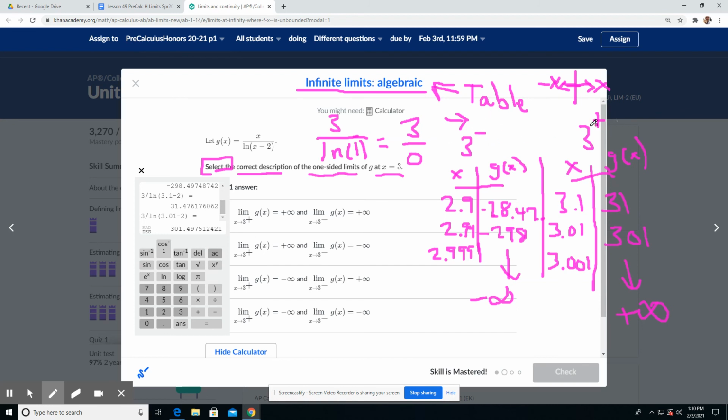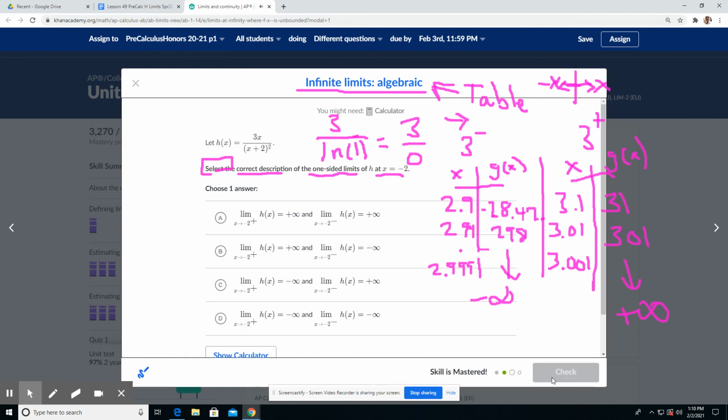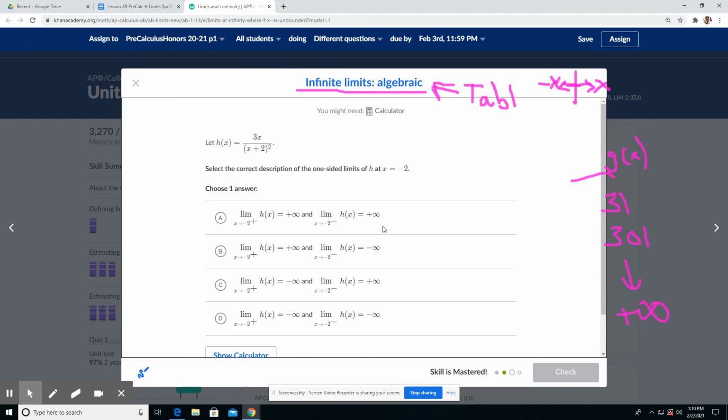The big thing is keeping track of which one's which so you can look at it when you're doing the problem. Negative means you're coming in from the left. Positive means you're coming in from the right. Okay, let's see how we did. They're giving all the positives first. That's fine. So 3 from the positive is positive infinity, so it's one of these two. And 3 from the left is negative infinity, so it looks like this one here. Okay. Next one, same type of exact idea. You plug your values into the table and see what happens from both sides.